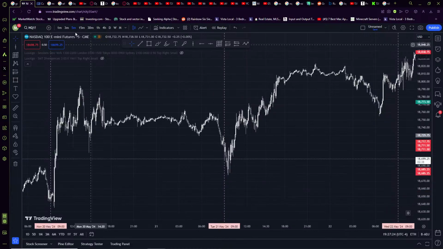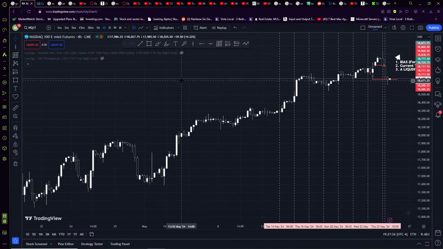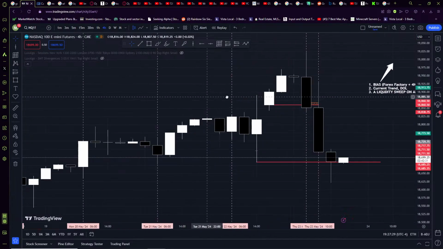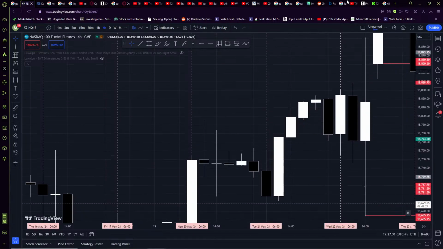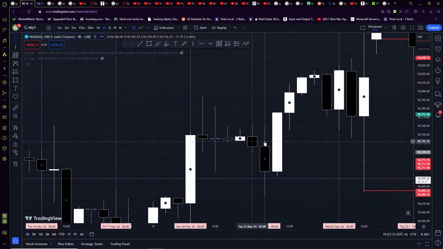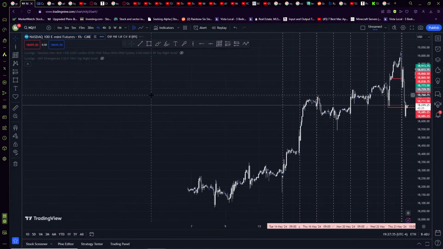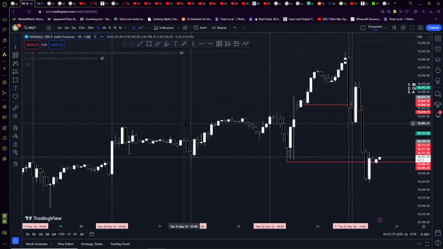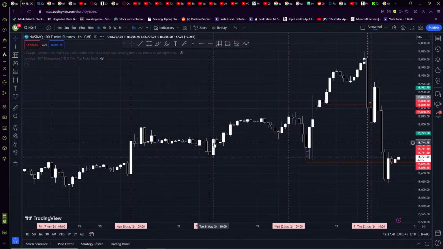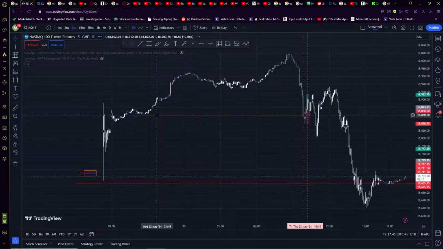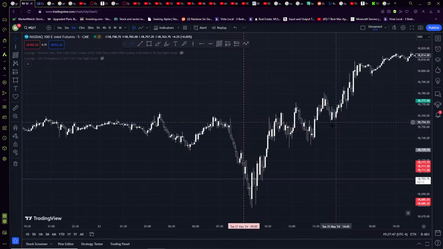Right here. 4 hour bias of that day. We broke lows. We're bearish. 4 hour bias. 1 hour bias. Bearish. Alright. So what am I going to do? I'm going to scale down.